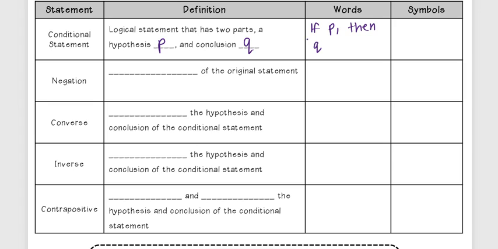So for instance, I can say, if I am in San Jose, then I am in California. So that'd be a conditional statement. And in symbols, we would write this as a P, and then an arrow, and then a Q. And we'd read that as P implies Q.